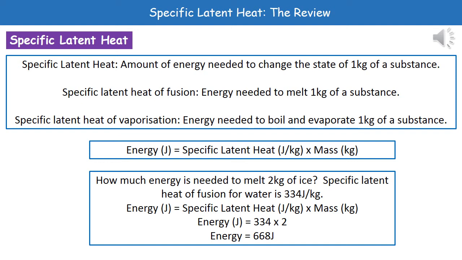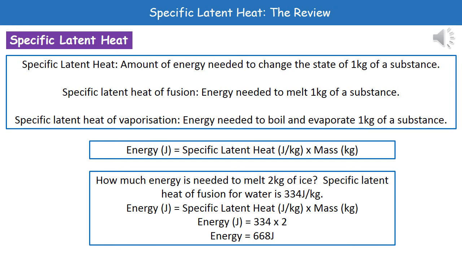So on page 2 of your exam booklet you'll find this calculation. The energy in joules is the specific latent heat, measured in joules per kilogram, times the mass in kilograms. Example of a kind of question you might well get: how much energy is needed to melt 2 kilograms of ice? The specific latent heat of fusion for water is 334 joules per kilogram.